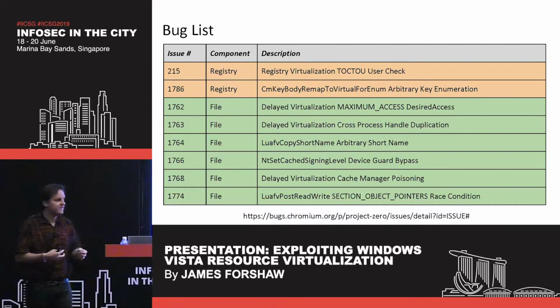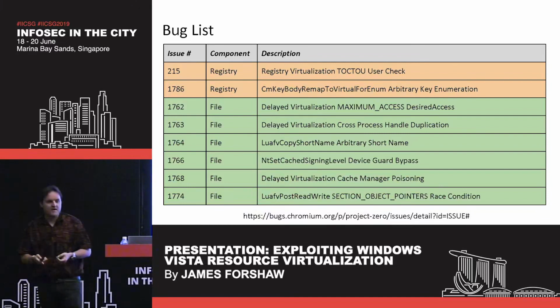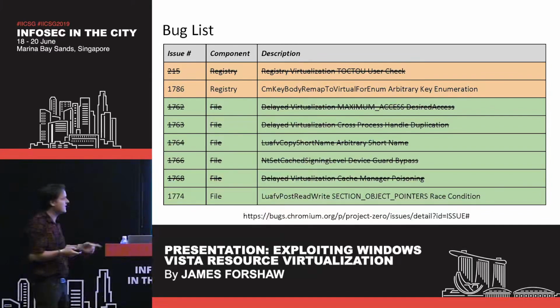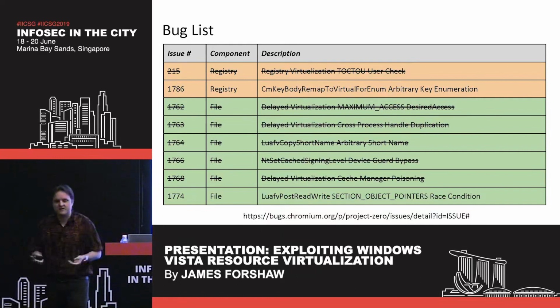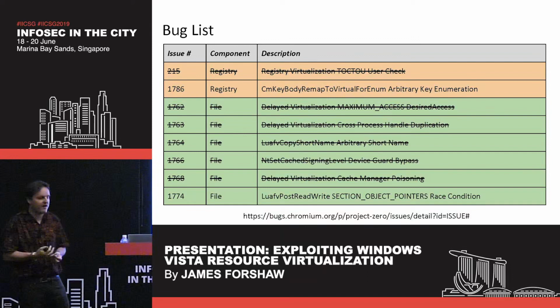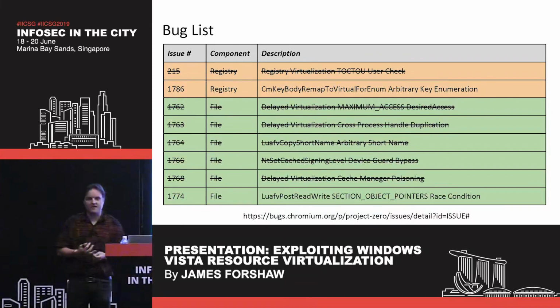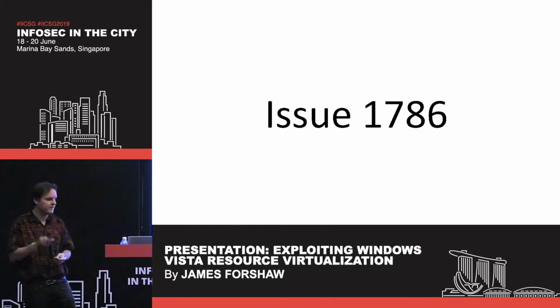And so I found this a long, long time ago, and I never really bothered to fully investigate some of the other features of virtualization. But all these are privilege escalations in one form or another, and I'm only going to concentrate on two. I'm going to concentrate on registry virtualization 1, which allows you to basically read arbitrary registry keys without any access checking. And I'm also going to talk about one which is an interesting race condition in the file virtualization, which allows you to modify arbitrary files.